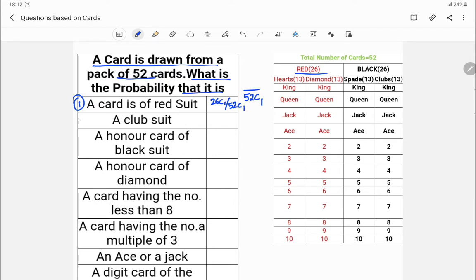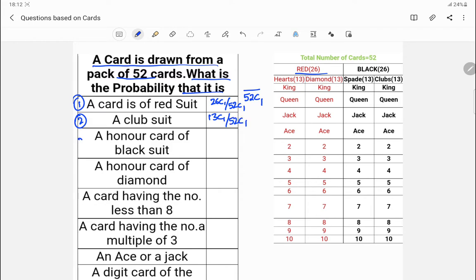Now let us move to the second part of the question. What is the probability that it is of club suit? How many club cards are there? There are 13, so it is 13C1 by 52C1.